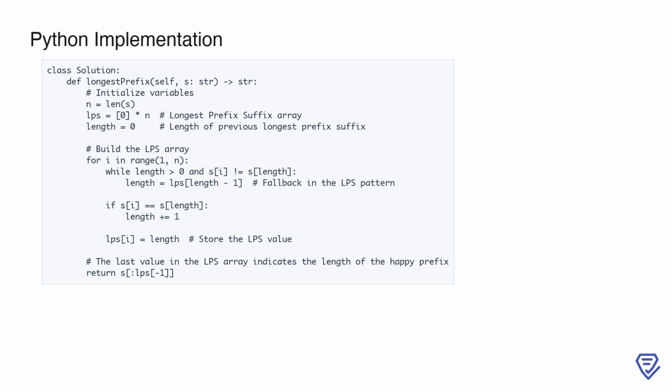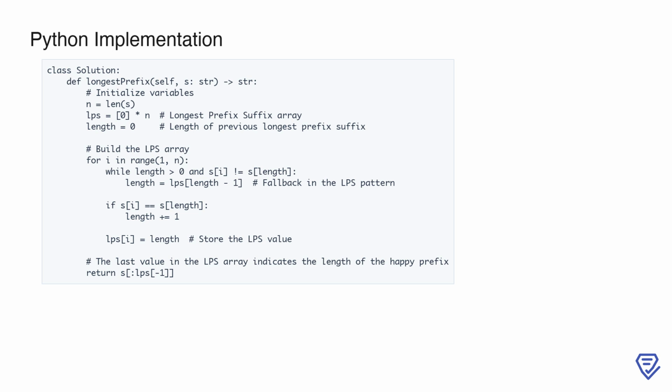Starting from the second character, index 1, we iterate through the string, comparing current characters with the character at the length index. If characters match, we increment length and update the LPS array for the current index. If they do not match and length is greater than 0, we fall back to the previous LPS value, allowing us to retry with a shorter prefix.